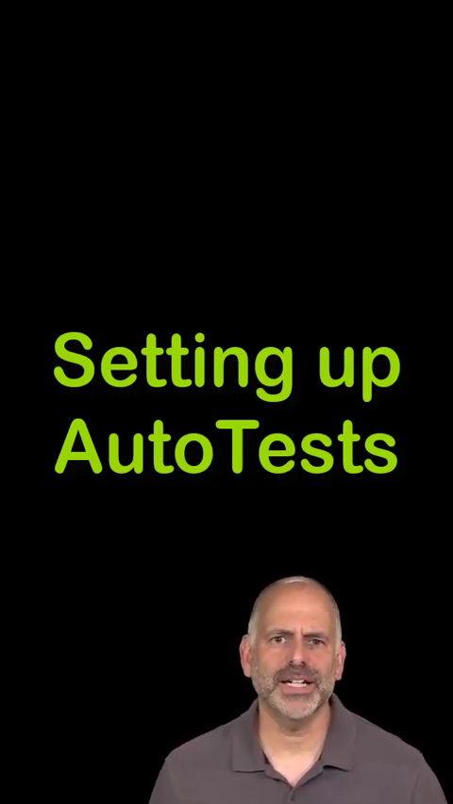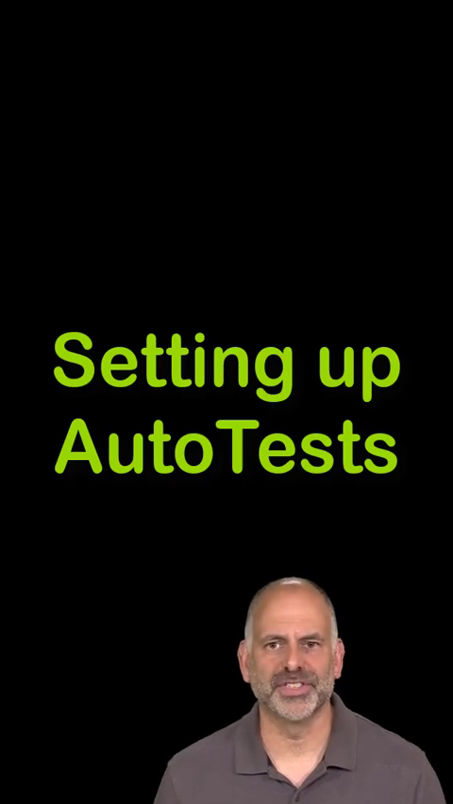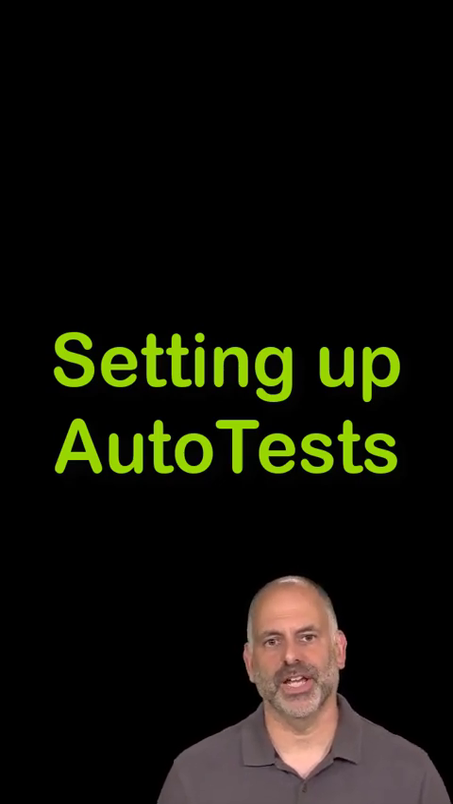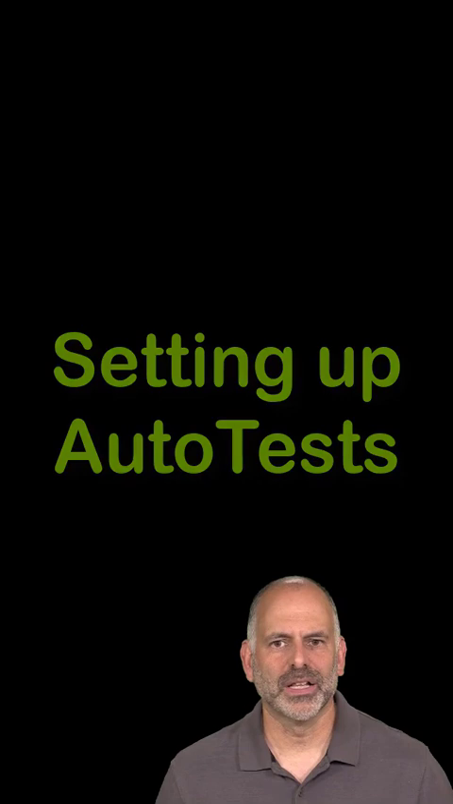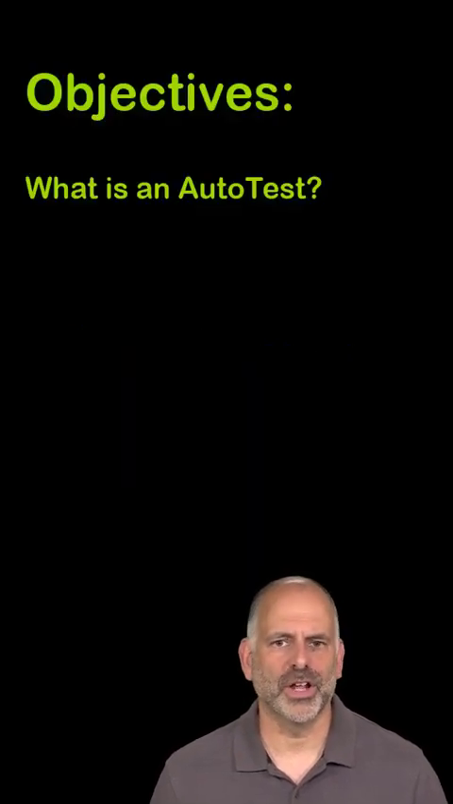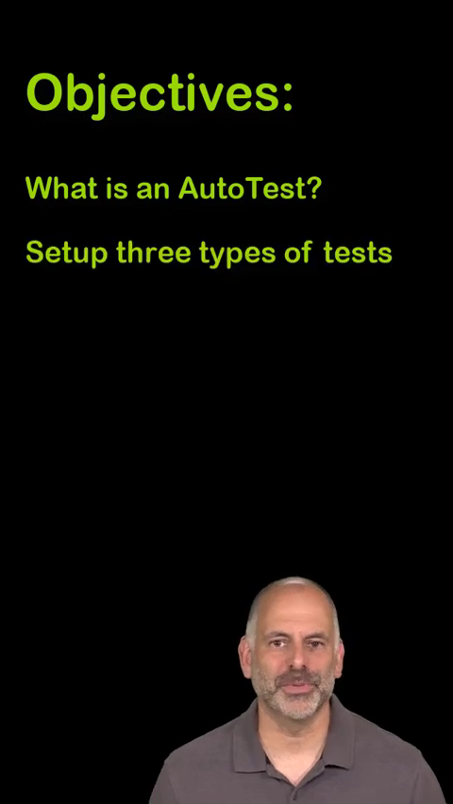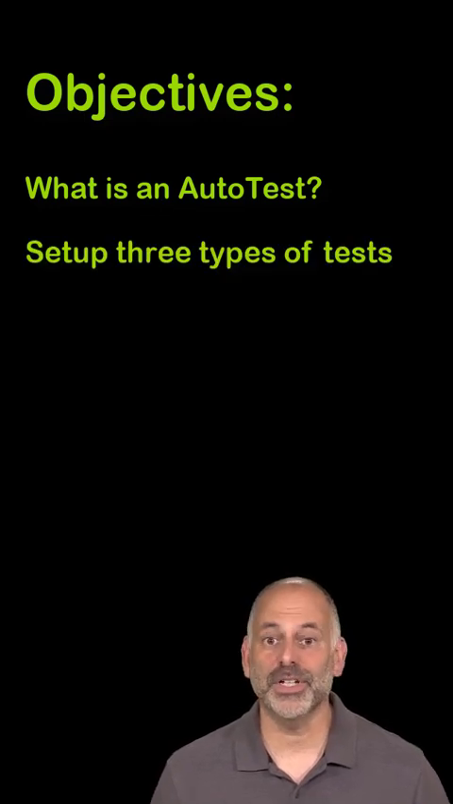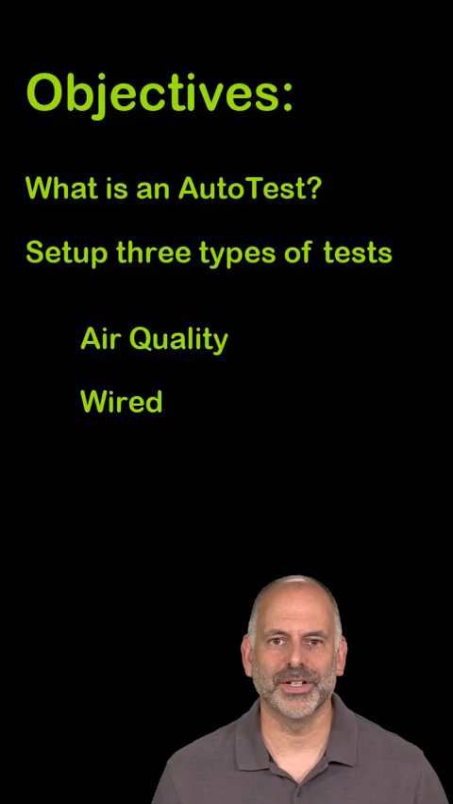In this video, I'm going to take you through the process of setting up the 3 different types of auto tests. Before we get started, let's review the key objectives of this video. These are: what is an auto test? Setting up the 3 different types of auto tests. The 3 types are air quality, wired, and Wi-Fi.